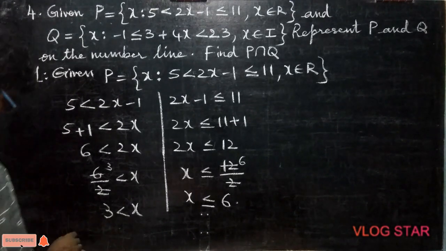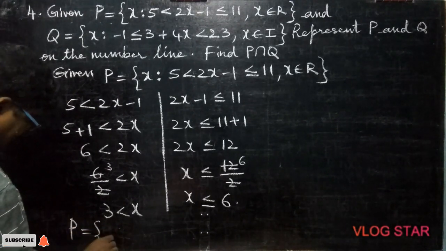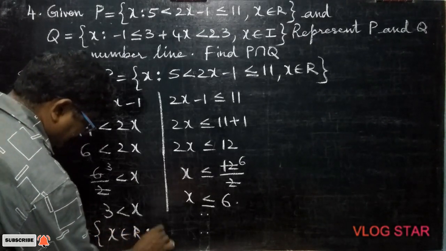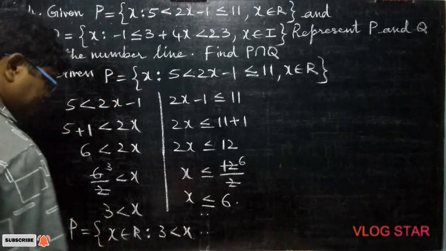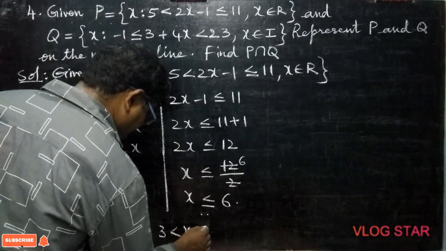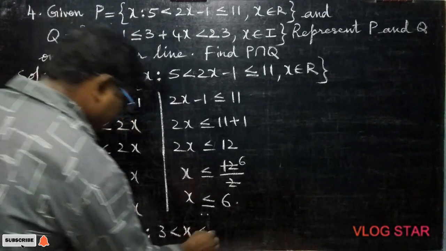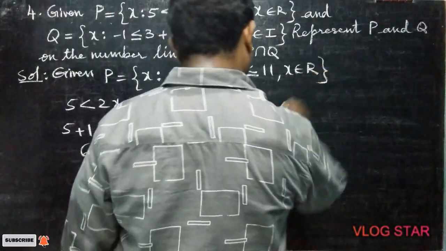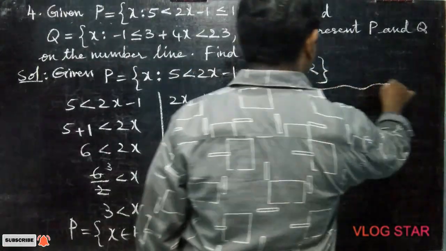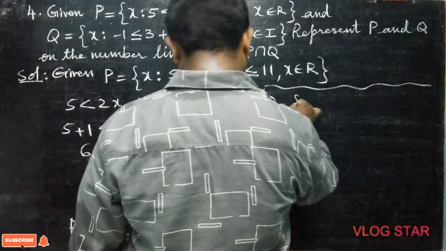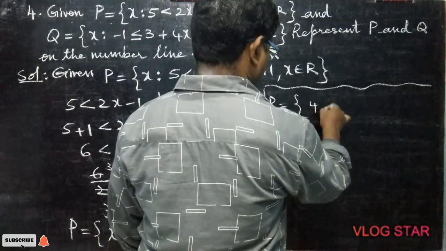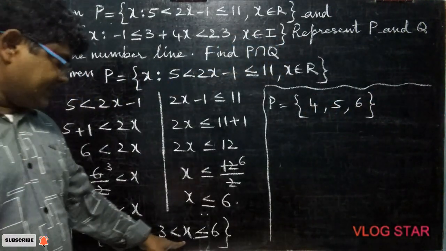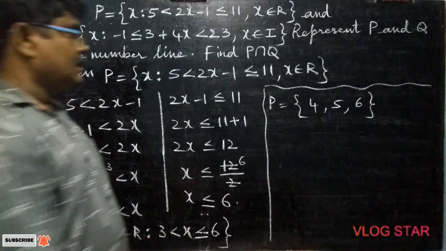Now combine. P is equal to solution set x belongs to real numbers such that 3 less than x less than or equal to 6. Now write what numbers will come. So P is equal to 4, 5, 6. 3 will not come because 3 less than is there. So now we got P.